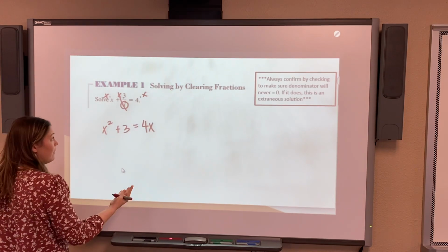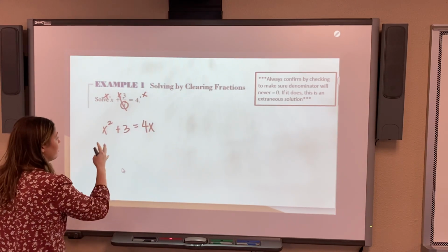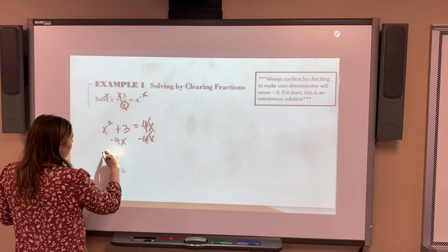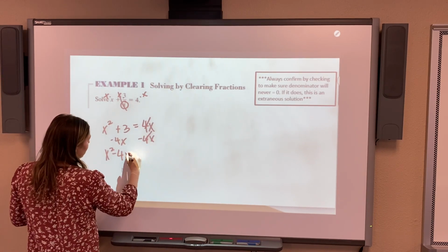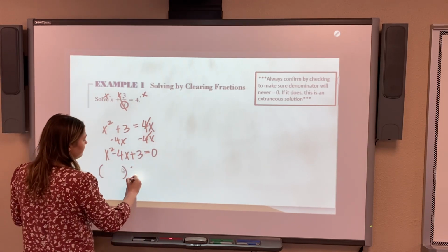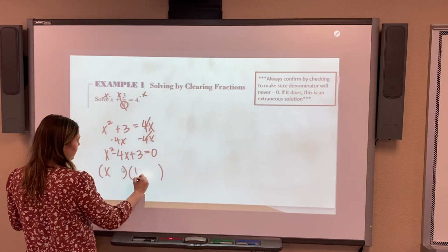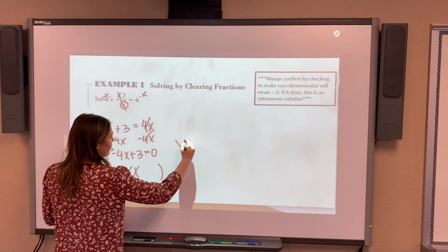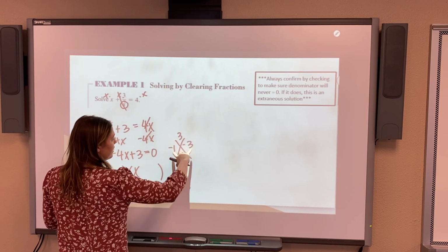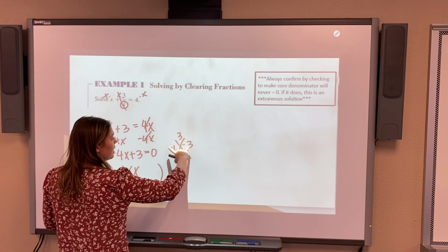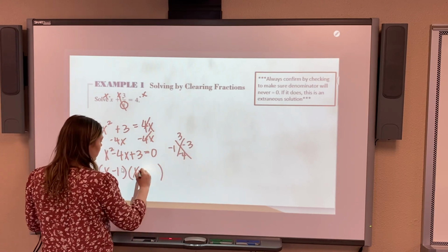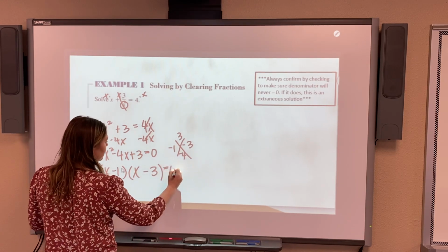Now we don't have any fractions, and we can just solve for x. I'm going to get everything on one side. We have x squared minus 4x plus 3 is equal to 0. I'm going to factor. To multiply to get x squared, we have x times x. To get 3 and add to get negative 4, we have negative 1 and negative 3. Negative 1 times negative 3 gives a positive 3, and negative 1 plus negative 3 gives us a negative 4. So we have x minus 1 times x minus 3 equals 0.